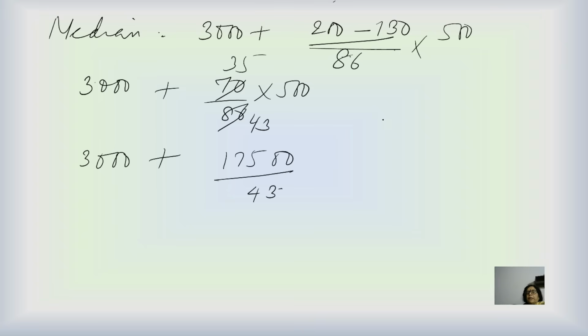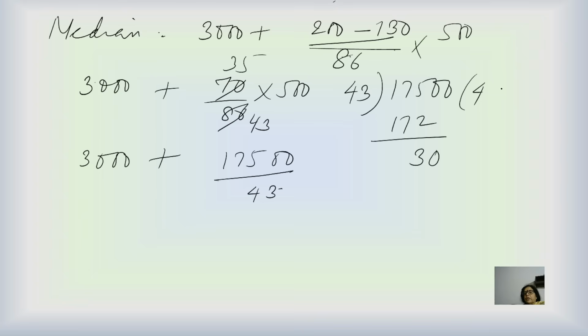17500 by 43. Now we'll divide 17500 by 43. And whatever answer we get, we add to 3000. So this will be approximately 4 times 43, 4 3 is 12, 4 4 is 16, 17, 2. Remainder is 3. Bring down 0, it is not divisible. Put a 0 and bring down the other 0.